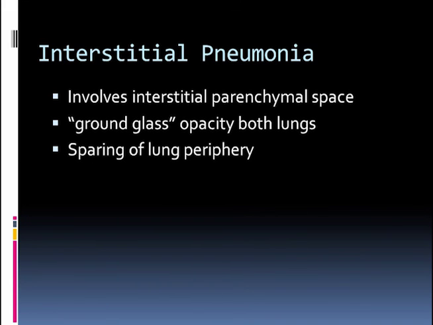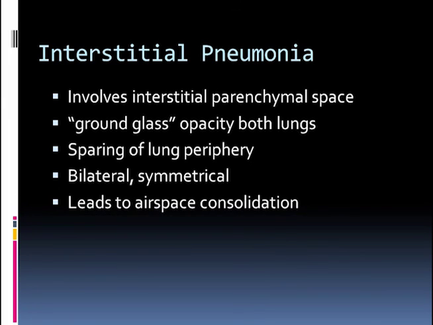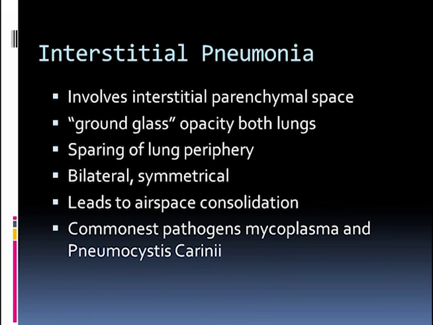There's sparing of the lung periphery in most cases, so we get a black cortex around the lung and this ground glass center. The disease tends to be bilateral and fairly symmetrical. And if you let it go long enough, it will lead to airspace consolidation. And finally, the commonest pathogens are mycoplasma and pneumocystis. So when you're looking at these patients with this kind of disease, you're going to think AIDS.